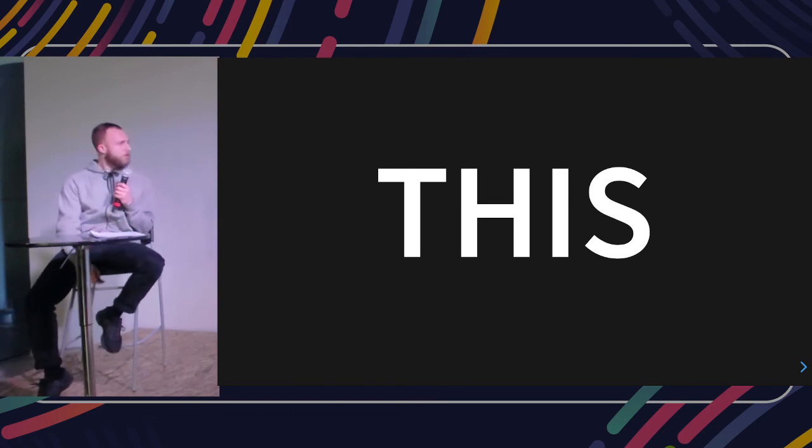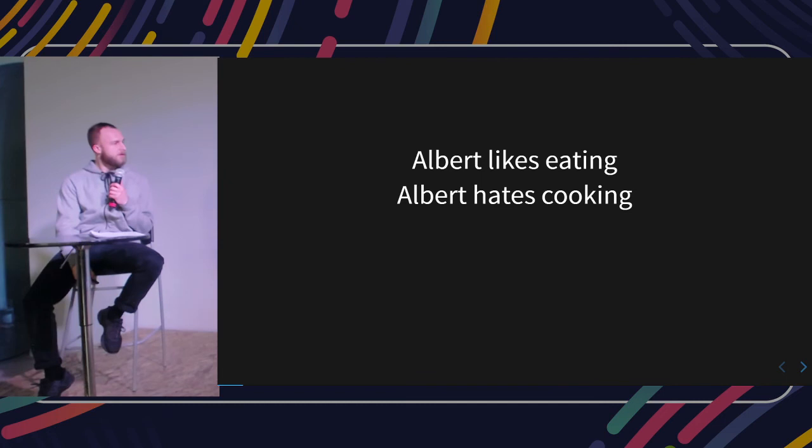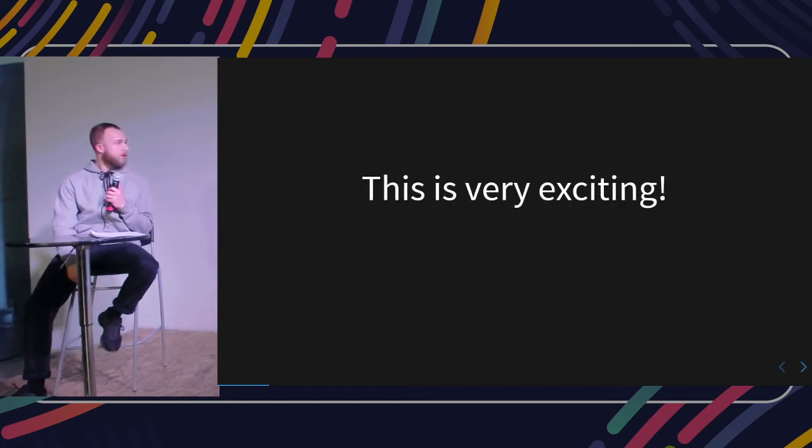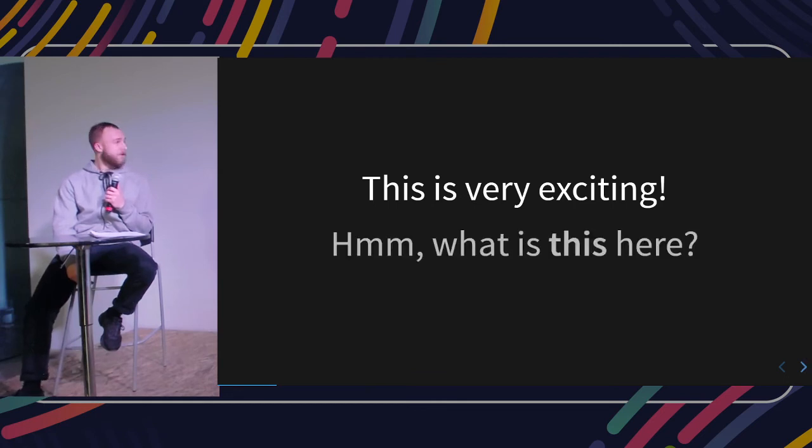We use this in much the same way as we use it in natural language. Let's take two sentences: Albert likes eating and Albert hates cooking. We use the pronoun he to combine these sentences so they become: Albert likes eating and he hates cooking. Just like how the pronoun he connects sentences, this acts as a shortcut to refer to the same thing again. Or somebody says, this is very exciting, without any reason or context as the start of a conversation.